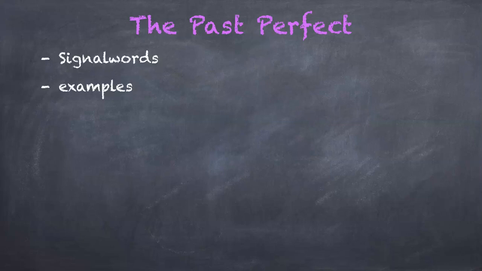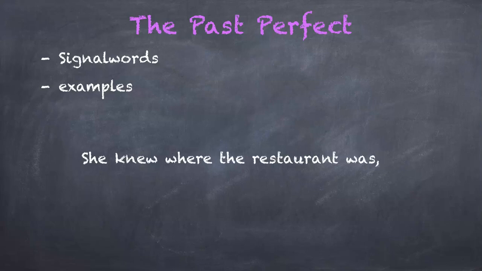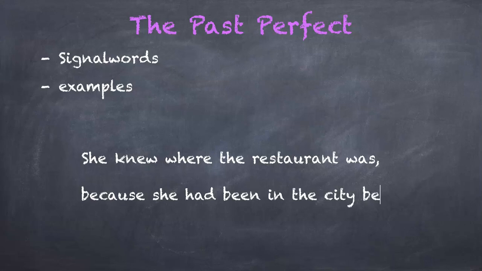So signal words and examples, we have a look at those together. Here we start, the first example and the signal words. She knew where the restaurant was because she had been in the city before. When you look at this example, you can see you have two actions in the past. She knew where the restaurant was is one, and even further back in the past is the moment when she had been in this city before. So you have to use the past perfect there.